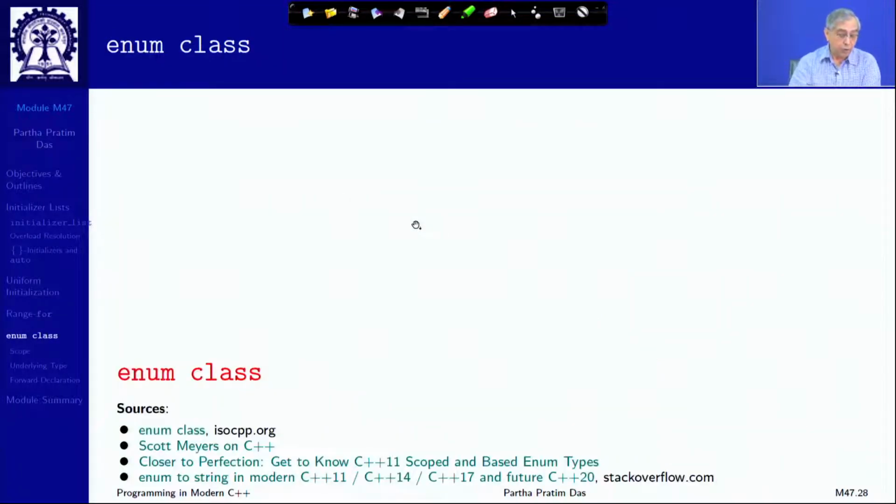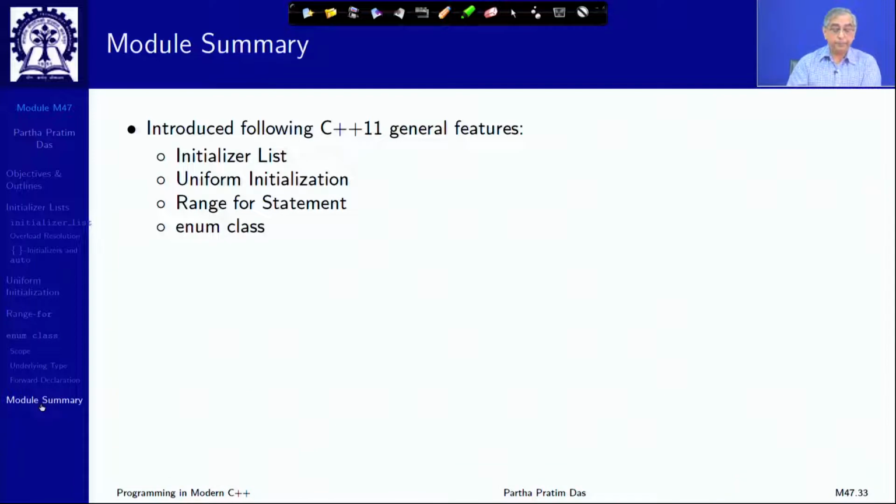And with that, we will close on the discussion of this module. In this, we have introduced 3 C++ general features: initializer list, uniform initialization, and range for statement.